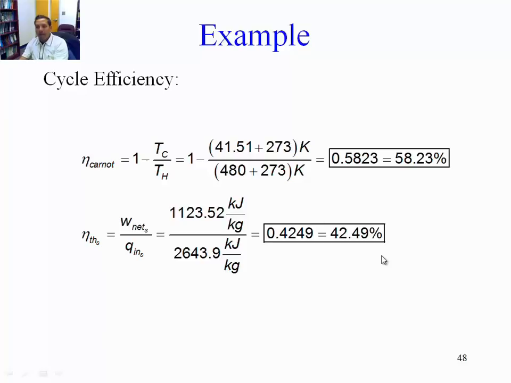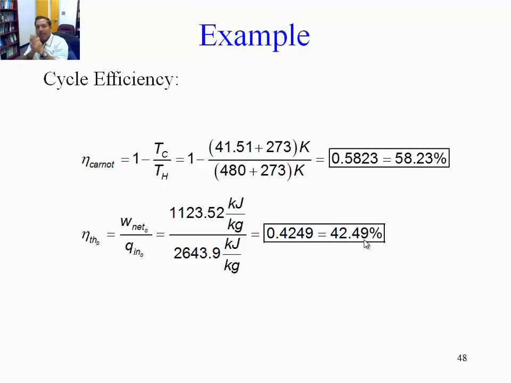But then the actual thermal efficiency is the net amount of work divided by Q in. You can use it in rate form, 100 megawatts divided by 235 megawatts, or you can do it in specific form, 1123.52 kilojoules per kilogram divided by 2643.9 kilojoules per kilogram, referenced to the main mass flow rate. And that is 42.49%. Now, what is the increase?